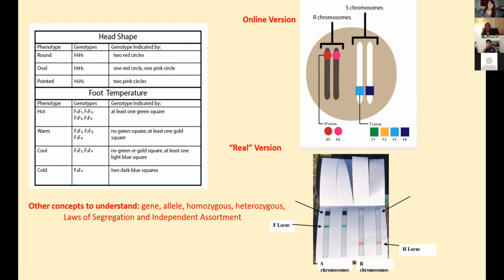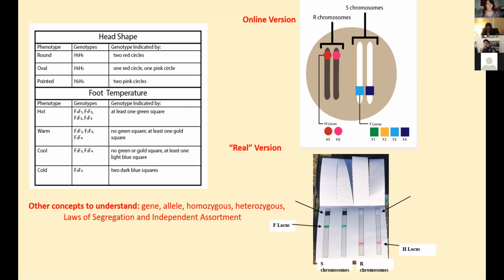The F chromosome controls foot heat. And so we're going to randomly mix, and we're going to make an organism that is some combination of these alleles that creates a genotype that then leads to a phenotype.